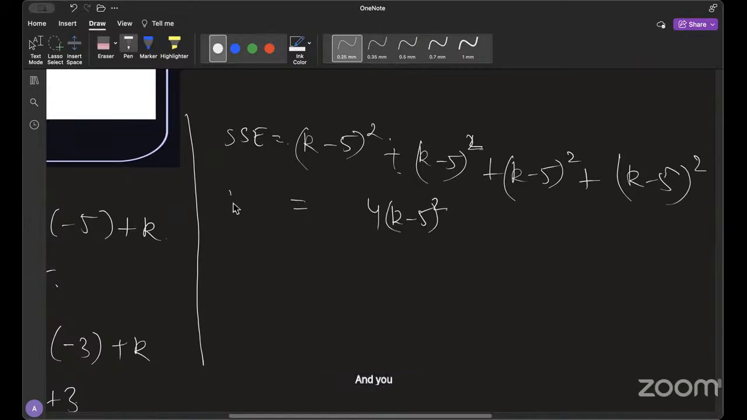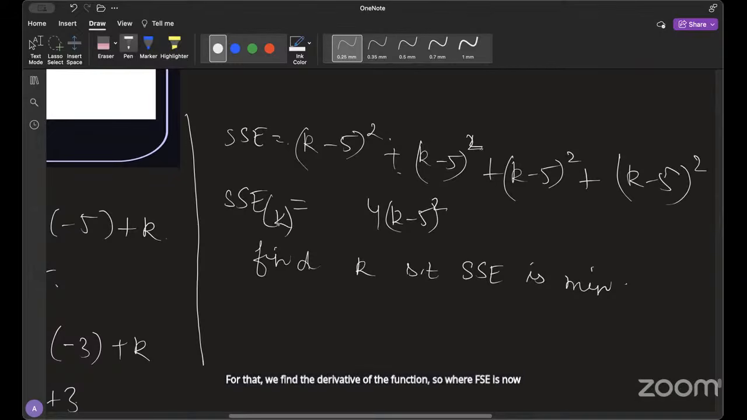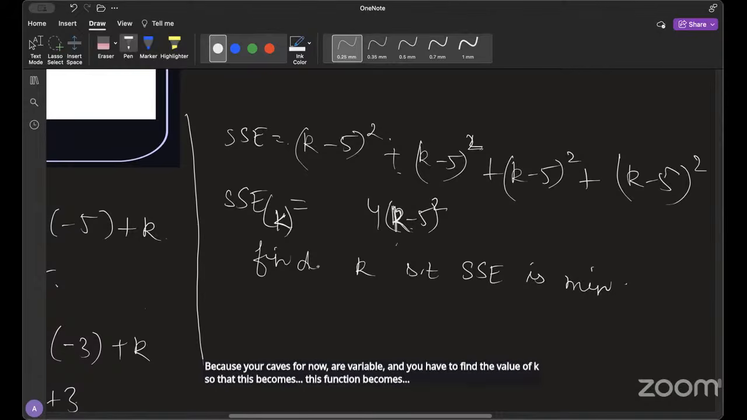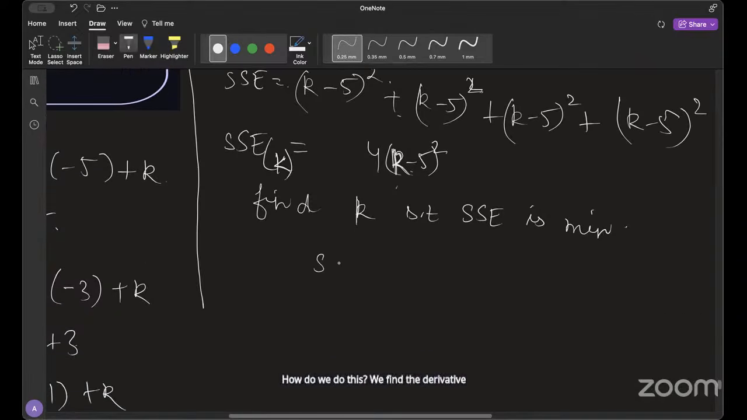And you have to find the value of k such that SSE is minimum. For that, we find the derivative of the function. So your SSE is now a function of k. I hope you can see why it's a function of k, because your k is for now a variable, and you have to find the value of k such that this function becomes the least. It takes its minimum value. So how do we do this? We find the derivative of this SSE.